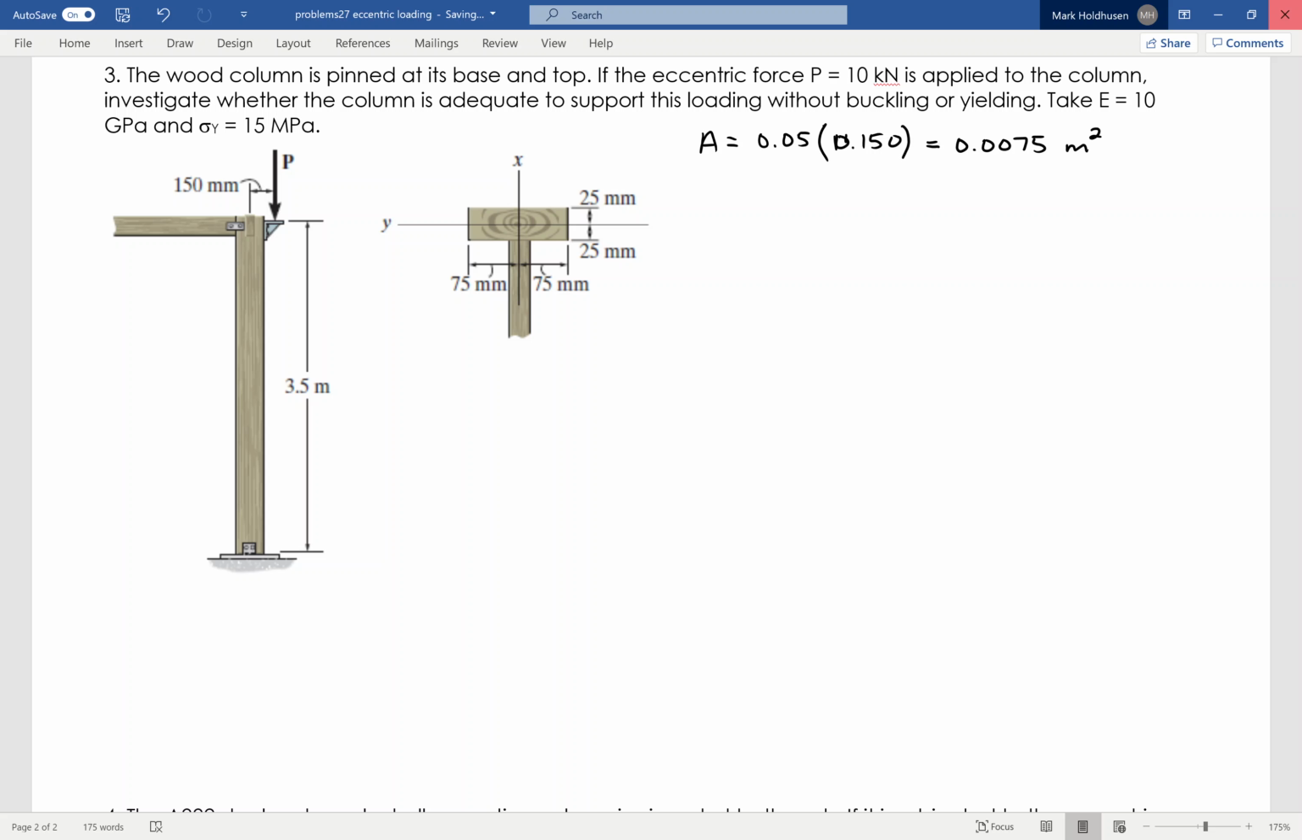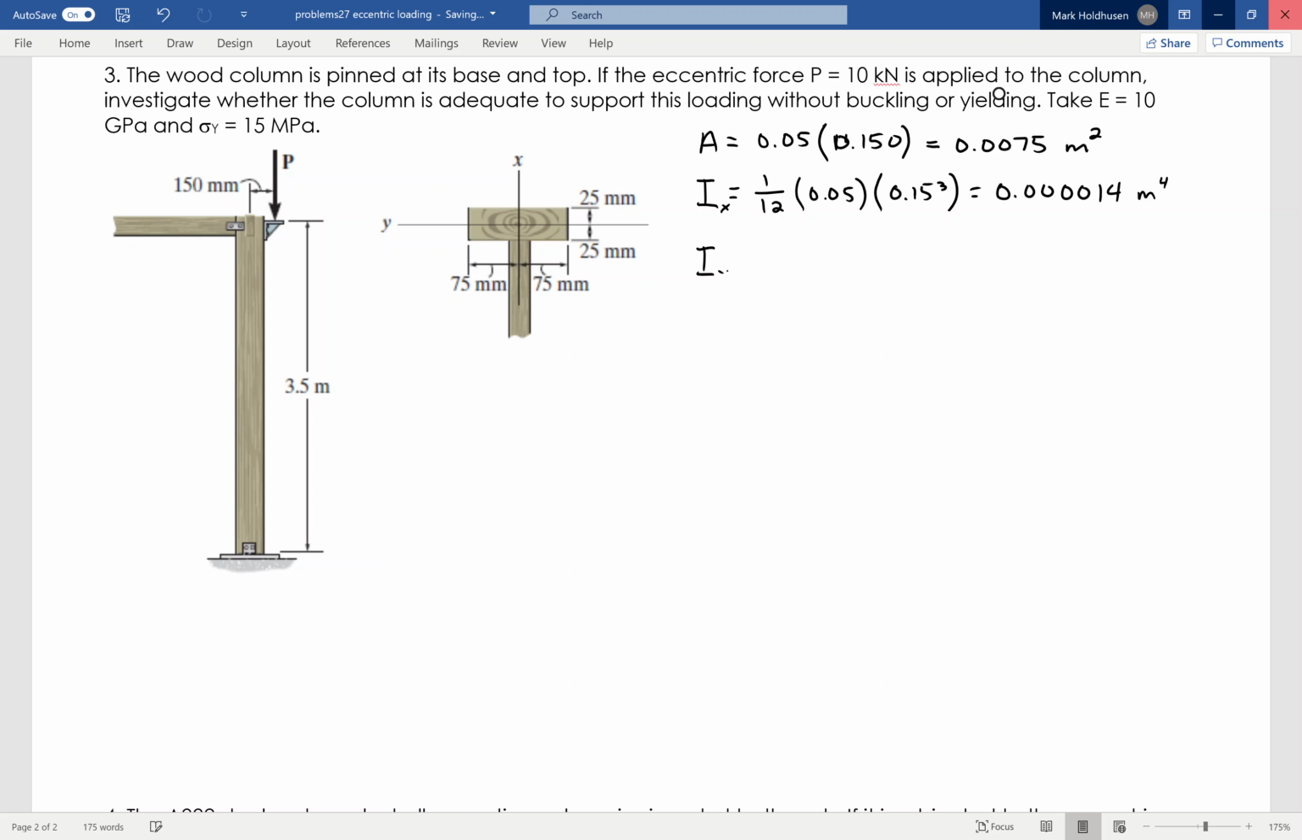Okay. Now I'm going to find the two I values, which is going to be 1/12 BH cubed. So the first one I'll have is 1/12 times 0.05, and then H is 0.15. And from that, I get 0.1234, and then 14. We'll just leave it at that. Meters to the fourth. So that would actually be the moment of inertia, I guess, about the x-axis.